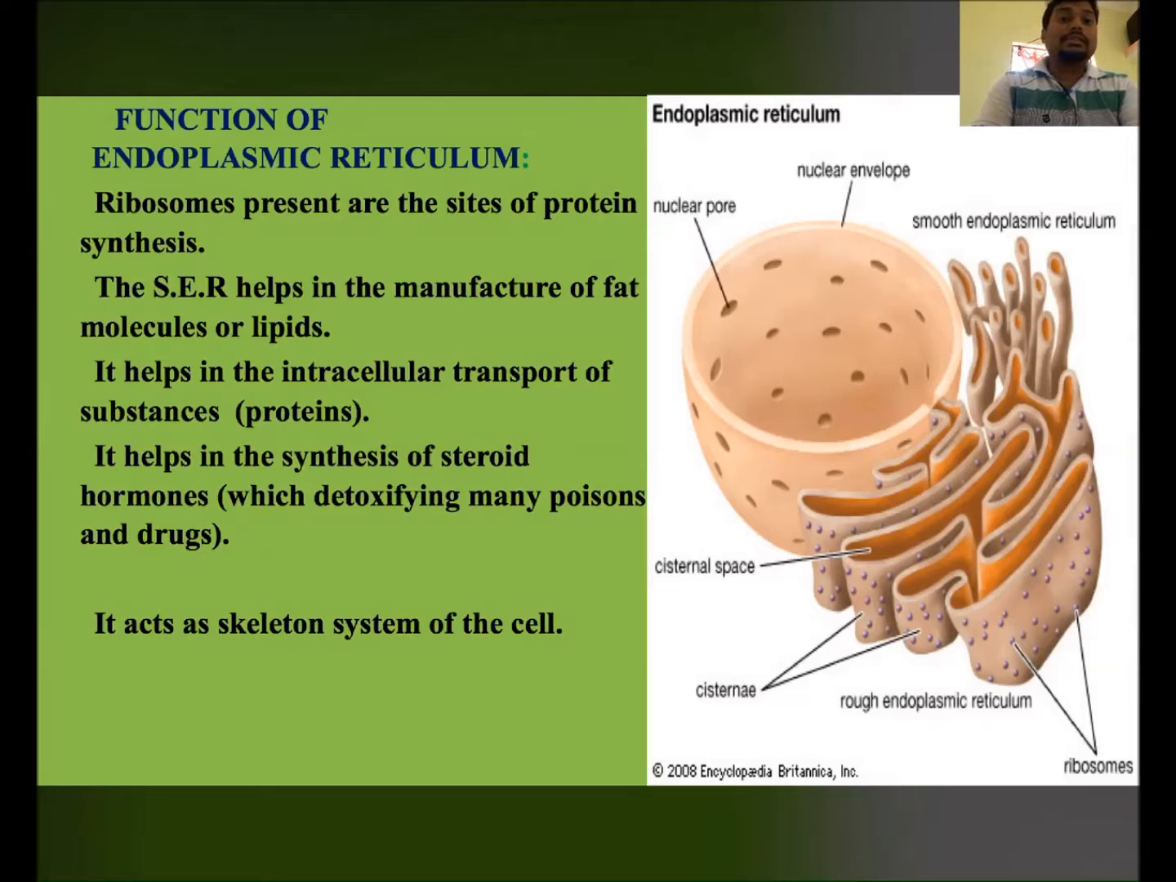It helps in the synthesis of steroid hormone. Many hormones are there: progesterone, testosterone, estrogen. These are all steroid hormone, and these steroid hormones are synthesized by the help of endoplasmic reticulum, and it acts as skeleton system of the cell because it forms a network like structure, so it provides rigidity to the cell and it becomes a skeletal system of the cells.